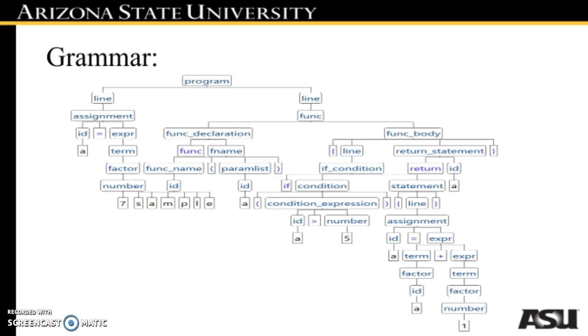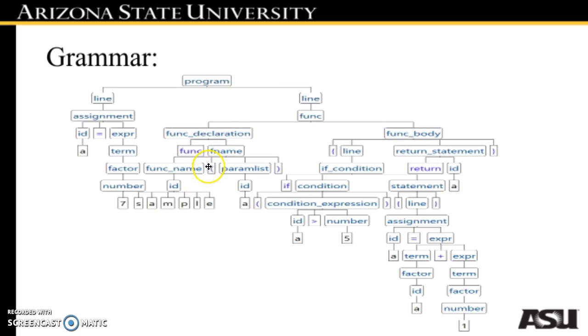This is an example of how our grammar looks like. For example, it starts with a program and then it divides into multiple lines. A line can be an assignment statement, it can be an if condition, it can be a while loop, etc. It can also be a function. For example, in this, a function can have a function declaration and a function body.